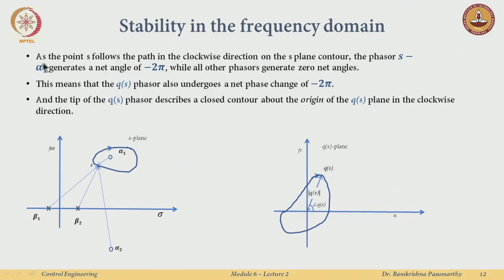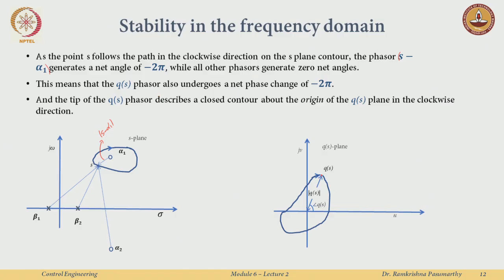So the phasor S minus alpha 1, if I mark it here, generates an angle of minus 2 pi, while all other phasors generate 0 net angles. Carefully, we will go to the next statement. What does this mean? That the QS phasor should also undergo a net phase change of 2 pi.